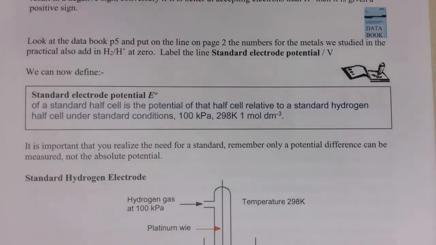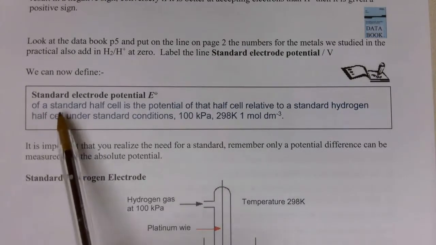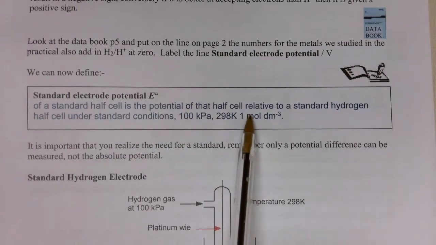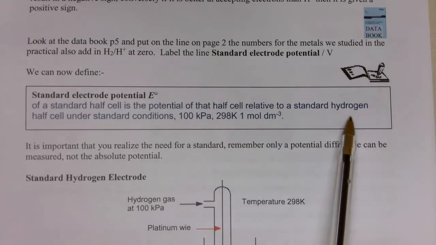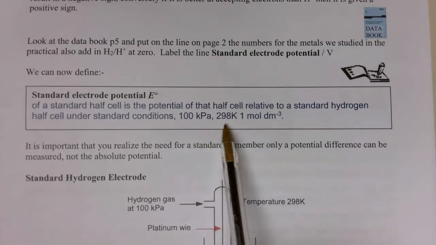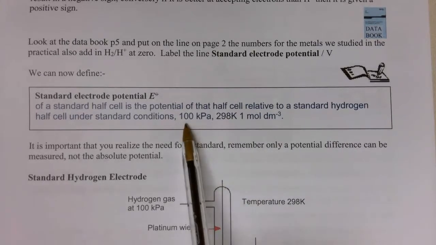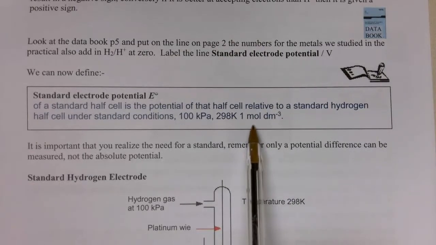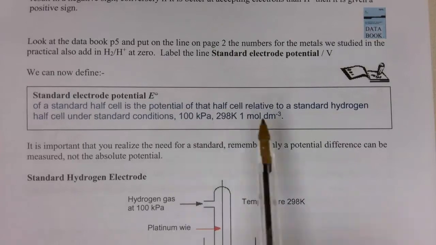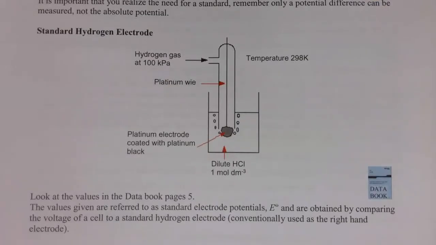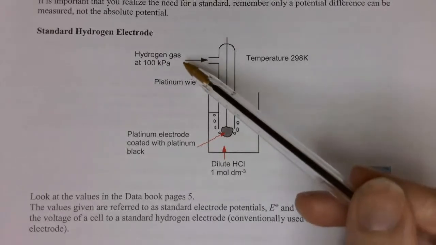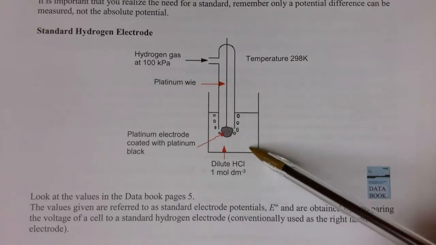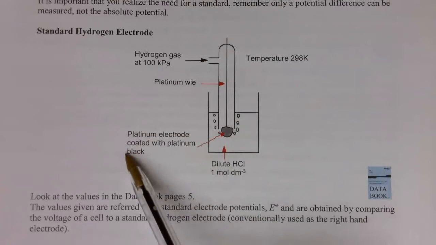So our definition of a standard electrode potential of a standard half cell is the potential of that half cell, be it copper or zinc, relative to our standard. And our standard is our standard hydrogen half cell. And it's important that we quote the conditions. So it's 100 kPa, 298 Kelvin, and all solutions are 1 mole per decimeter cubed, so concentration of 1. So this is the setup for a standard hydrogen electrode. We've got our hydrogen gas at the right pressure, we've got temperature, we've got the concentration of the hydrogen ions as 1 molar.